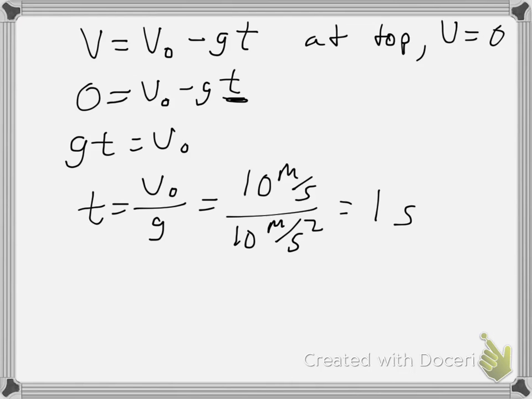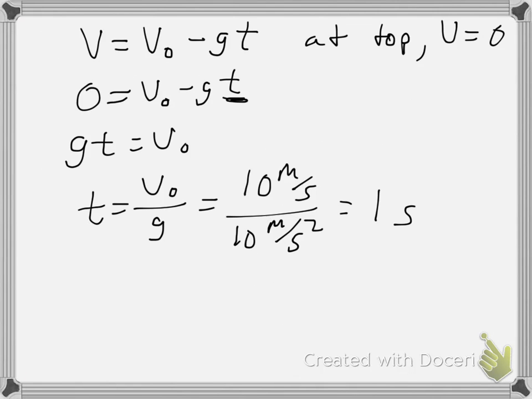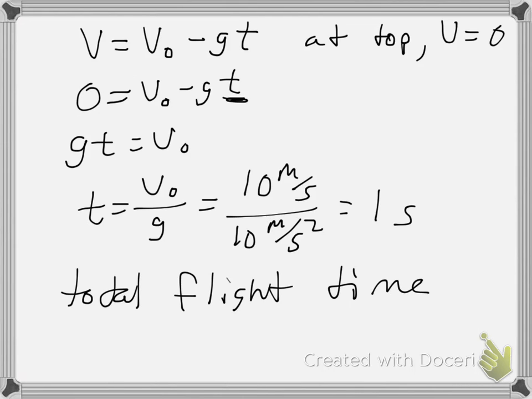So it's going to take 1 second for it to get from here up to here, which means that if it takes 1 second for it to go from here to here, it's going to take another second for it to go from here down to here. So the total flight time is just going to be twice the initial velocity divided by gravity, or in this case 2 seconds.